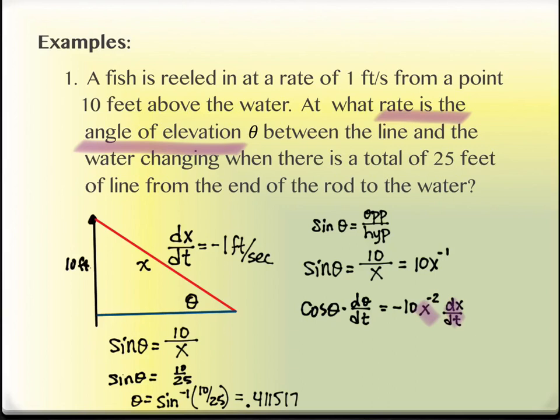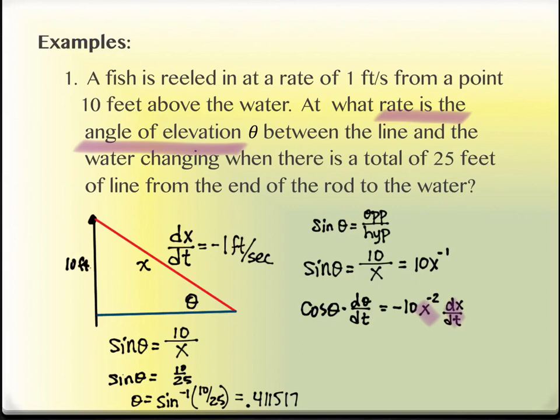I have 0.411517. Is that okay? Hit mode, and it should be highlighted on radians at the top. It probably is, unless you've been swapping calculators with somebody in like a trig class or something.